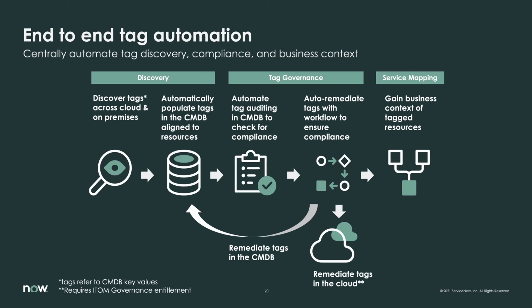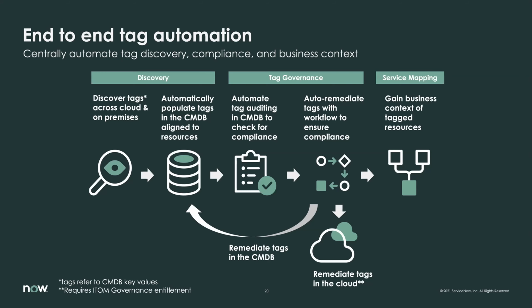When we pair ITOM visibility, discovery, and service mapping with tag governance, we're able to see the power of end-to-end tag auditing and remediation. Tag discovery can be used by all major cloud providers such as Azure, AWS, and GCP, and container ecosystems through service mapping patterns. So once the tags are discovered, service mapping can create application services that are based on these tags. Typically, organizations using tagging are in virtualized, hyper-converged, or multi-cloud infrastructures.